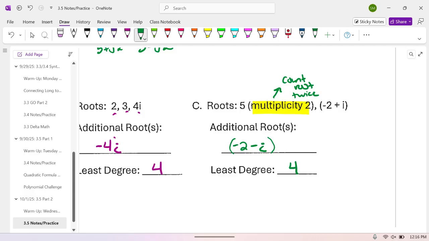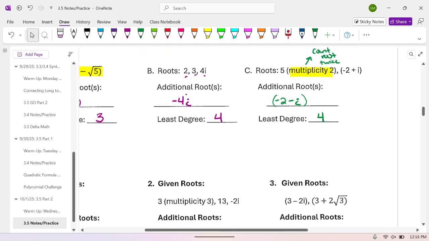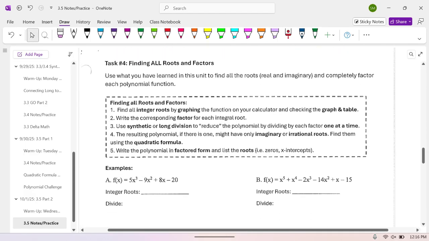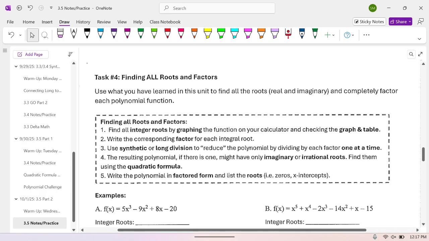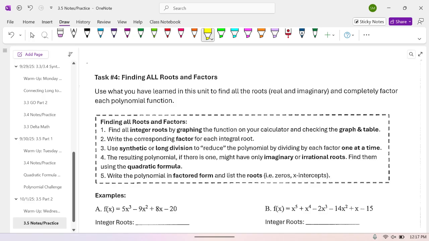Now, we're doing all of this because now we're going to go into the big honcho. Okay. This is where we are doing everything. I do mean everything. So, look at the next page. Now we're doing the main idea of what we were going to do today, which is finding all the roots and the factors. So, this is kind of a process, and it involves everything.